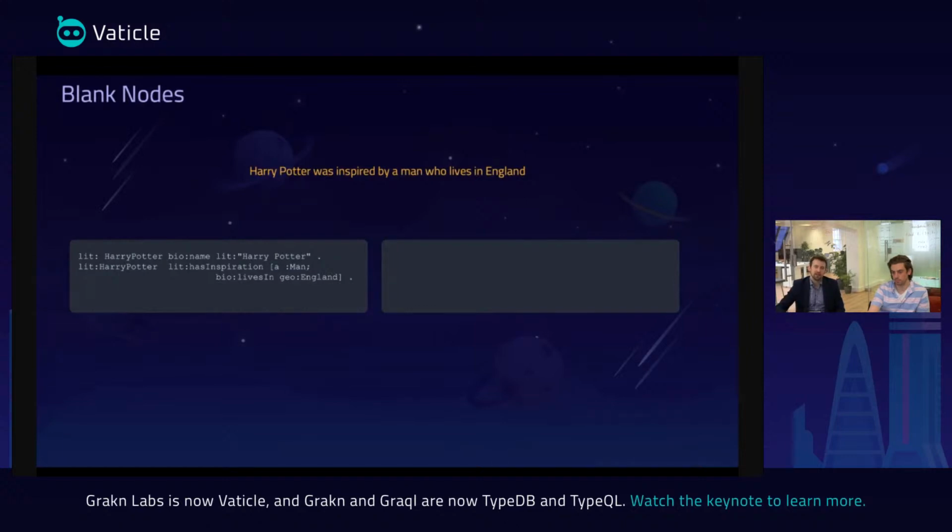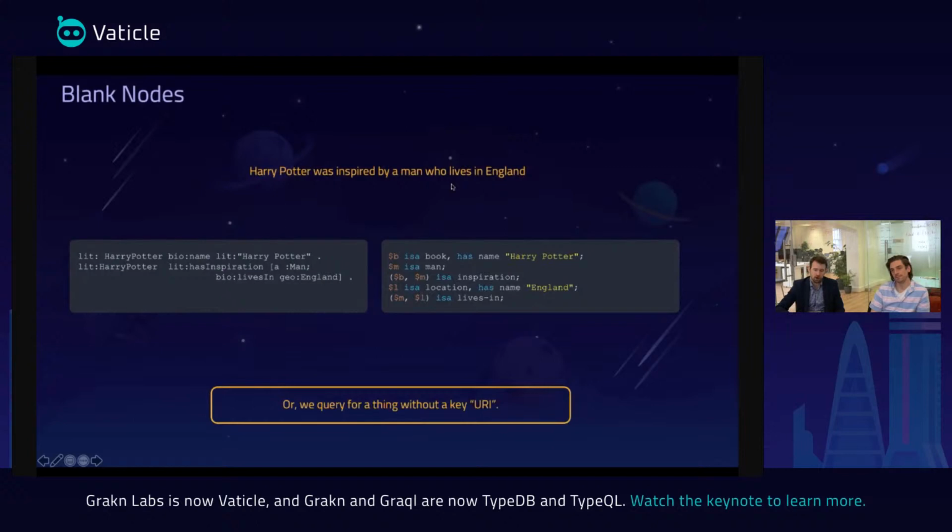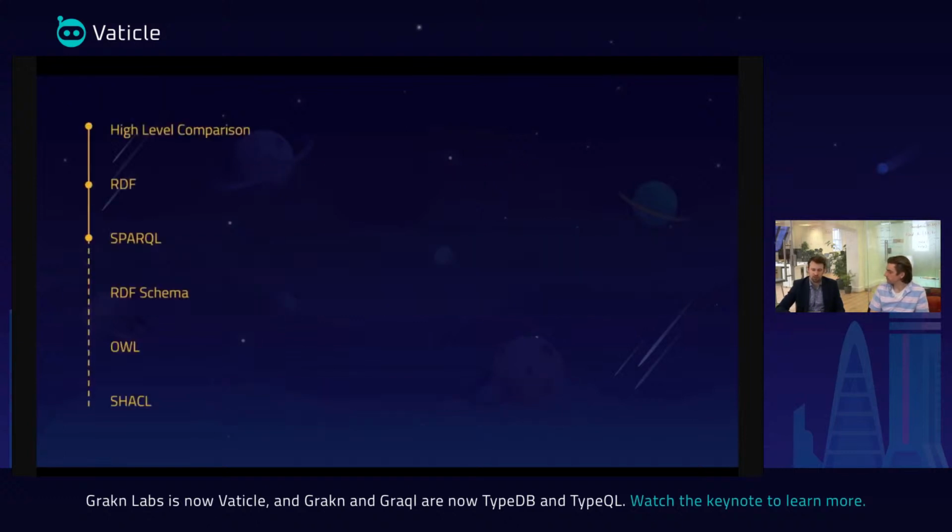Let's say the statement is, Harry Potter was inspired by a man who lives in England, and here the blank node is the man. If we don't know much about that man, we could leave that variable open here on the second line of the code snippet on the right. We may not define anything. We could even leave that $m, which is a variable name, without declaring the type of it, and just leave it blank. Or, of course, we could query it for a thing without a URI if you were modeling things in URIs. But these are examples where we're trying to compare apples to oranges, because the use cases where you are using blank nodes wouldn't really be a TypeDB problem necessarily. That's the real difference in modeling philosophies.